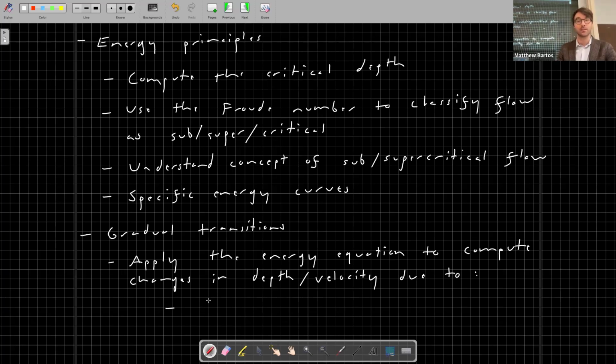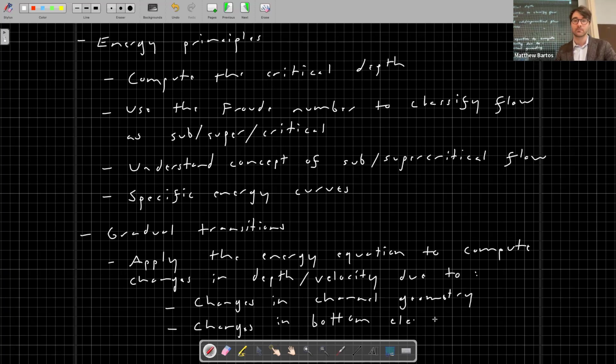So that might mean constrictions in the width or expansions in the width. And changes in the bottom elevation. So that might mean a bump or a dip in the bottom elevation of the channel. So understand how you can apply the energy equation and the concepts of specific energy to understand how the water is going to adjust to those transitions. Are there any questions so far on these topics?